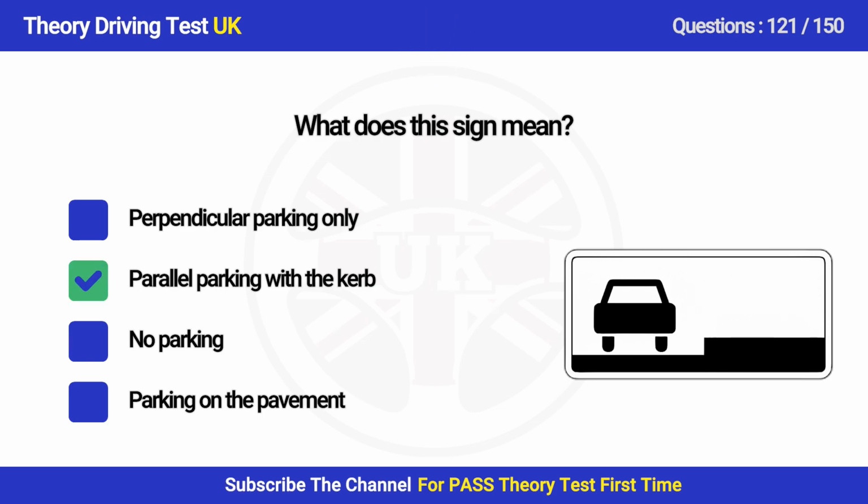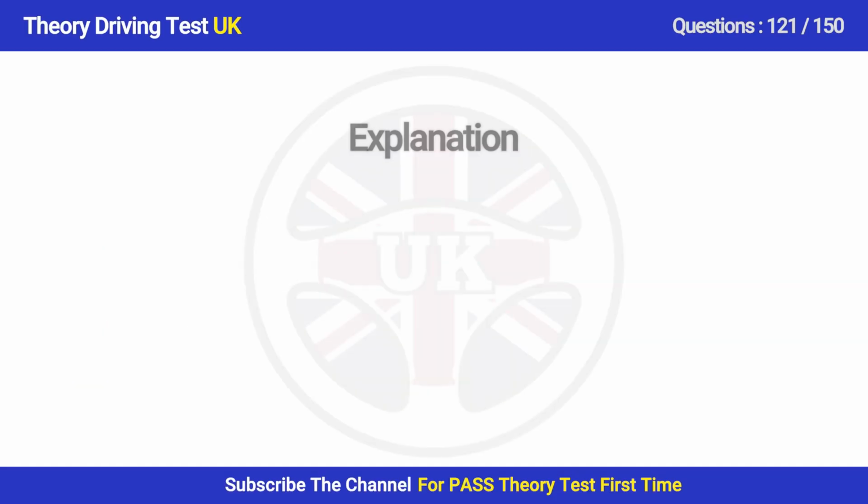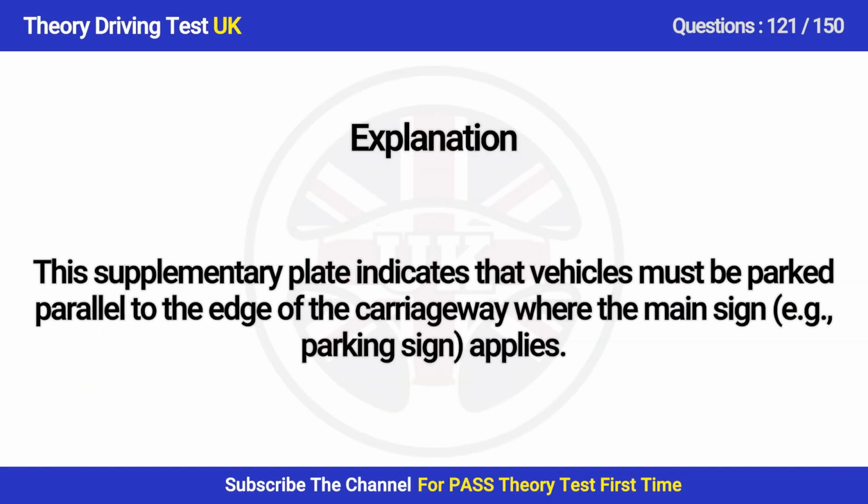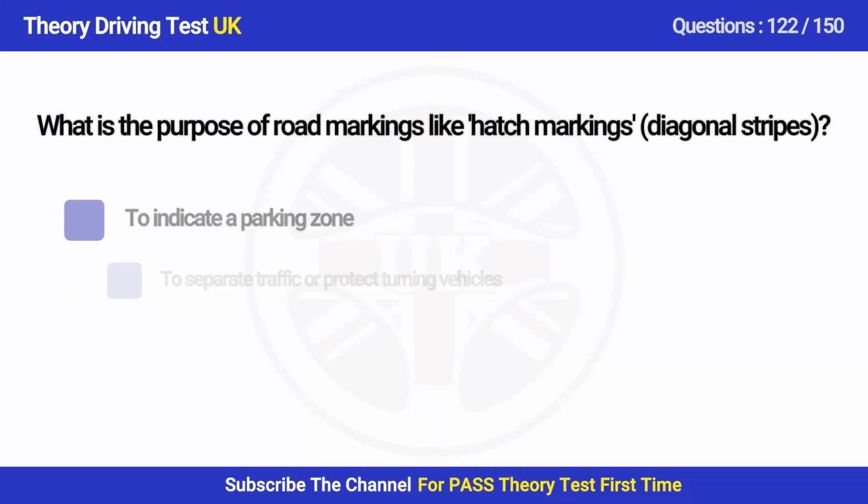Answer is B. Parallel parking with the curb. This supplementary plate indicates that vehicles must be parked parallel to the edge of the carriageway where the main sign, e.g. parking sign, applies.